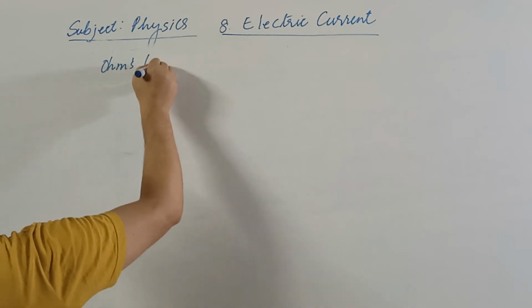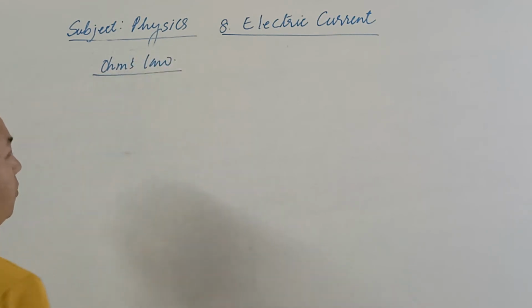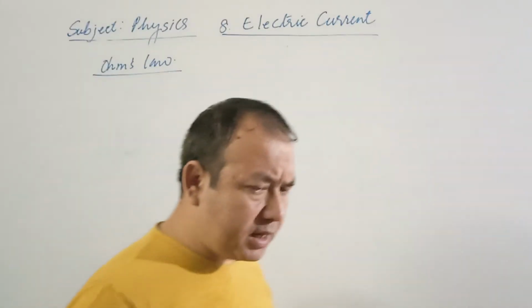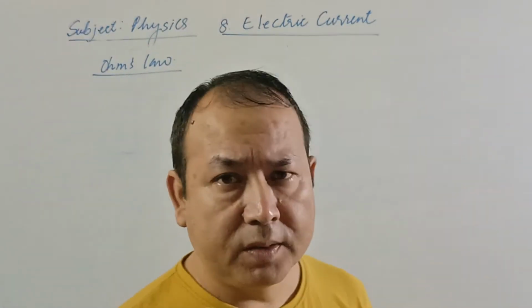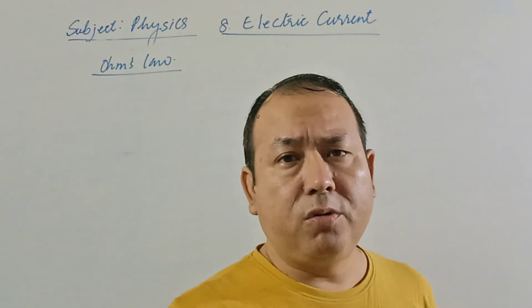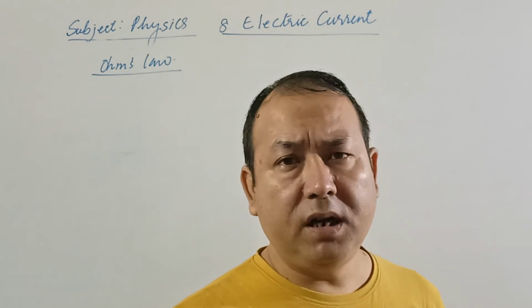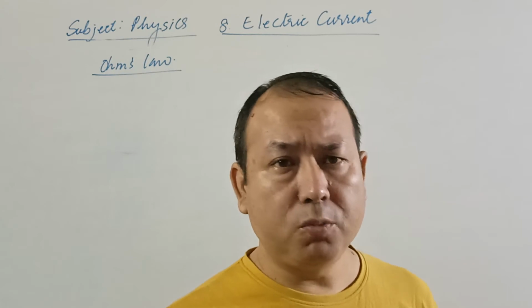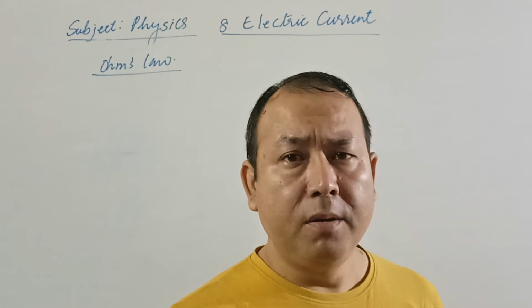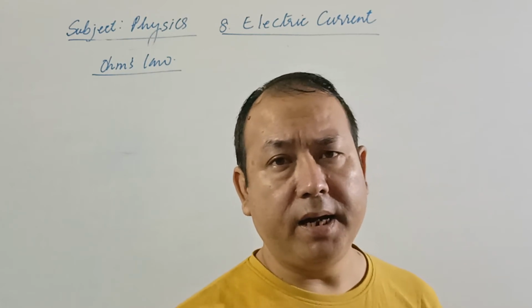Ohm's law. Ohm's law states that the current flowing through the conductor, how much amount of current is flowing through the conductor, is directly proportional to the potential difference applied across the conductor. Means more the potential difference you apply, more will be the flow of electric current.